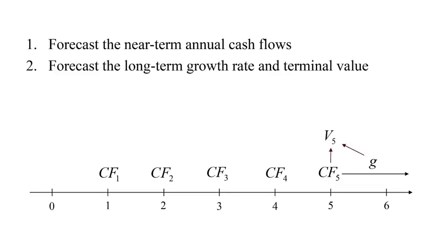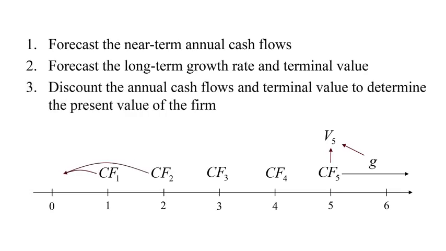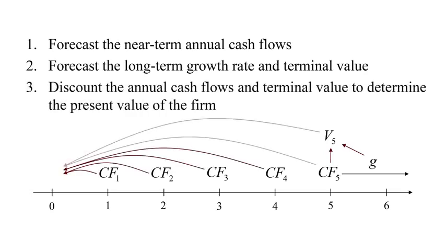We'll discount those annual cash flows in addition to the terminal value to determine the present value of the firm. You see on the timeline that we're trying to calculate the value at time 0, V sub 0. Indicated there, we have the cash flows in years 1 through 5, and then a value at time 5. Again, this value at time 5 is what we call the terminal value, and it really reflects those future cash flows beyond year 5.